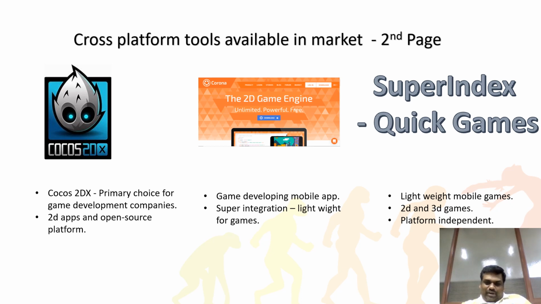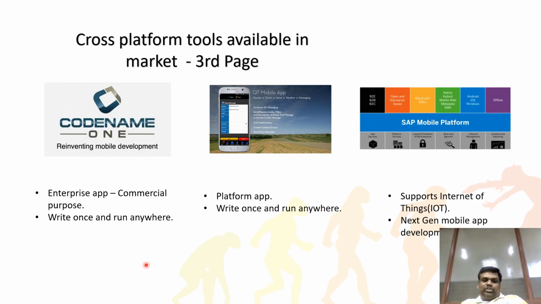Okay, coming to the next set of tools. The next tool I'm going to talk about is Codename One. That is an enterprise app, provided for commercial purposes. The concept is write once, run anywhere. You can write the code only once and you can run it anywhere. The next tool which I'm going to introduce is Qt. Qt is a mobile application development tool. That one also supports write once and run anywhere. You can write the code once and run it on any platform. It's cross platform.